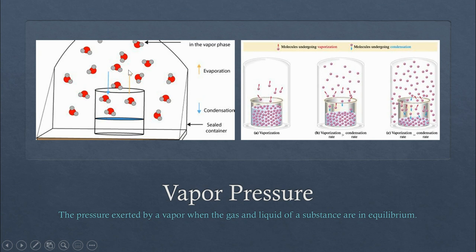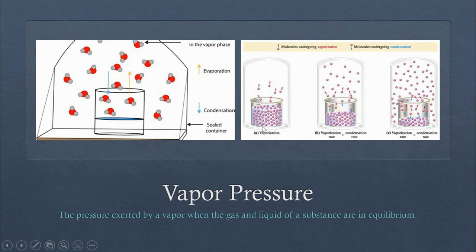Because there are some water molecules that have evaporated and are in the gaseous phase, some in the liquid phase, and they're constantly condensing and evaporating at room temperature. Once the rate of condensation and the rate of evaporation are equal, this pressure outside of the liquid won't be changing, and that's the vapor pressure.